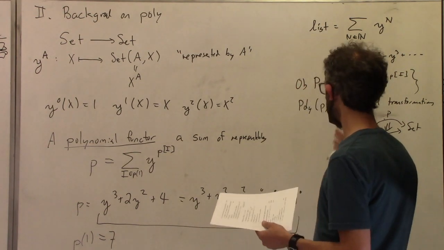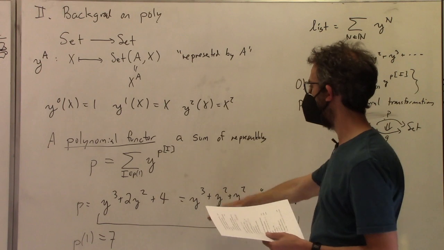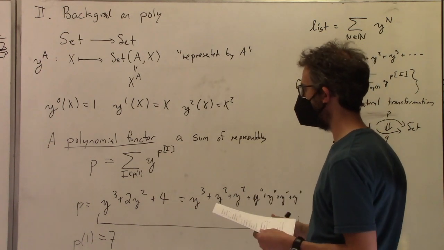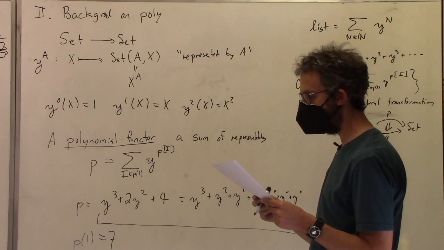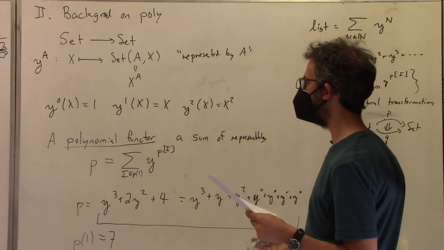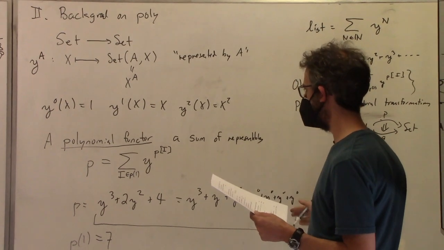There are other ways to say what Poly is. I've said it's sums of representables. Another way you could say it is it's the free completely distributive category on one object. There's lots of really nice ways to say it, but I'm just going to say this.